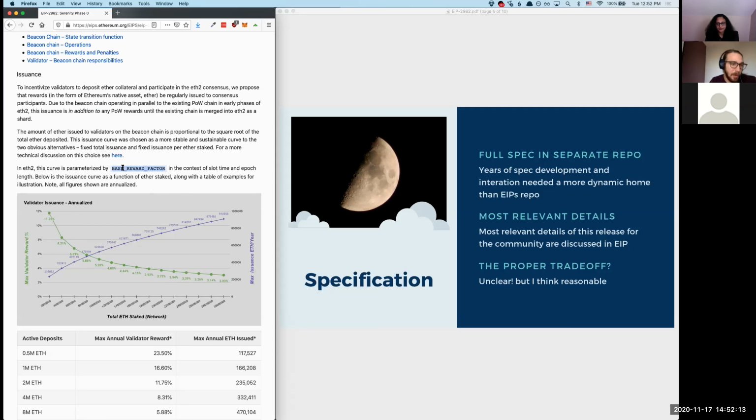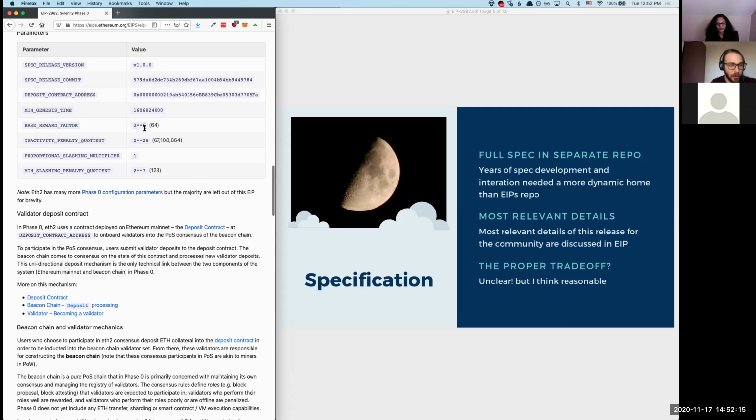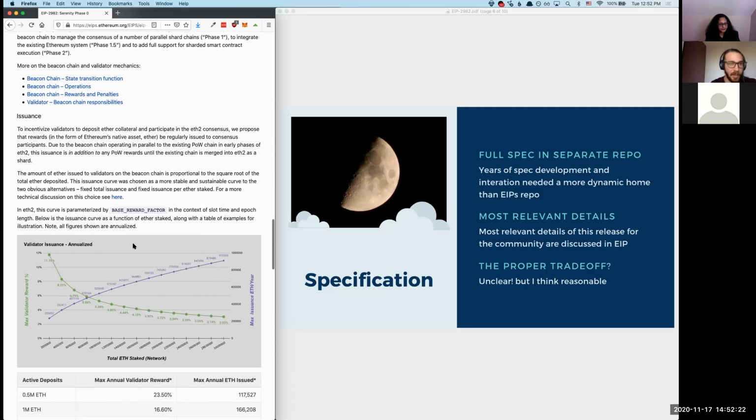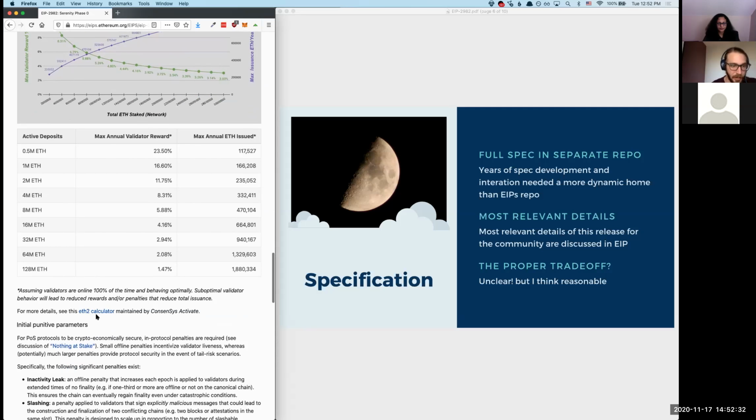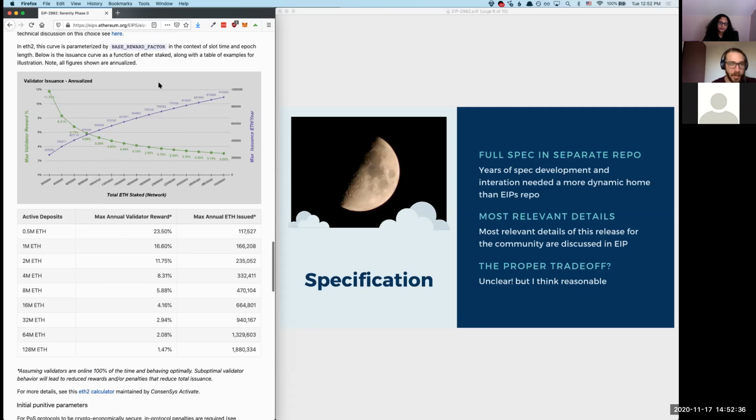This is parameterized by the base reward factor, so it's a configuration that's set, and this dictates those rewards. It's something that can obviously be debated. This is from Consensus Codify. They have a great spreadsheet, and it's linked to here, the E2 calculator, check it out. That just shows, based on total stake, what's the max validator issuance and total ETH that could be issued.